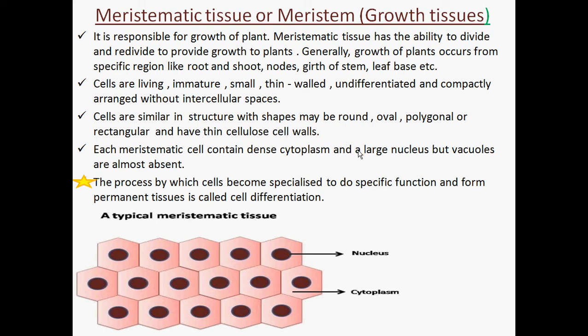That is why they have a large nucleus. But the vacuoles are almost absent. This is a question which might be asked in your exam: the vacuoles are absent because the vacuoles provide rigidity and solidity, because they contain the cell sap. If there is rigidity and turgidity in the cell, it will be very difficult for the cell to divide. That is why they do not have the vacuoles in them.